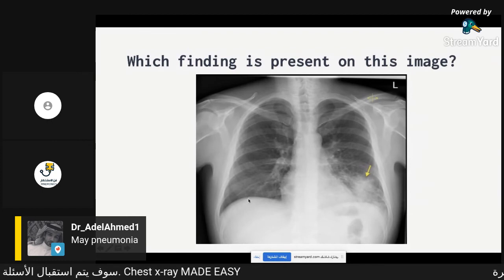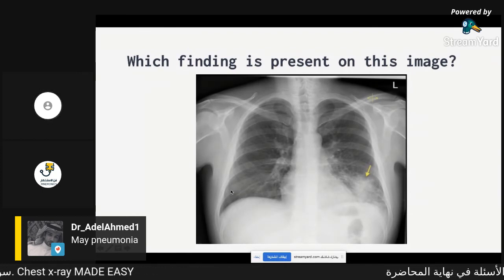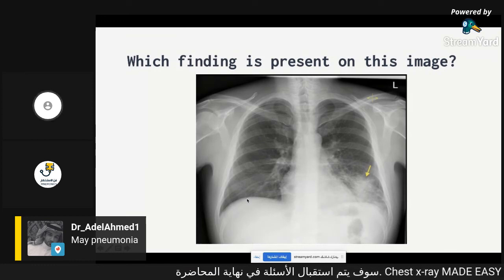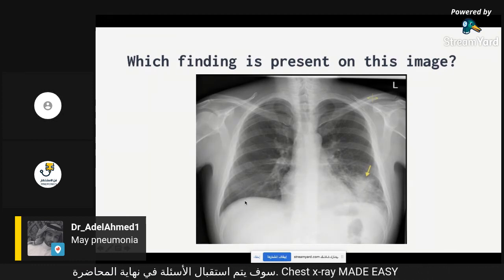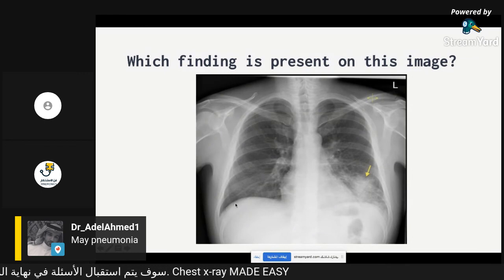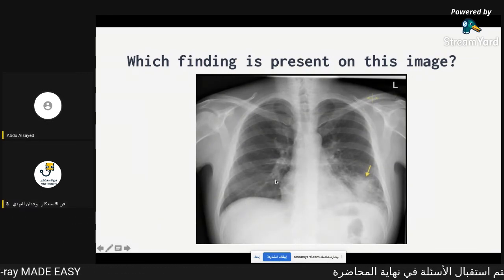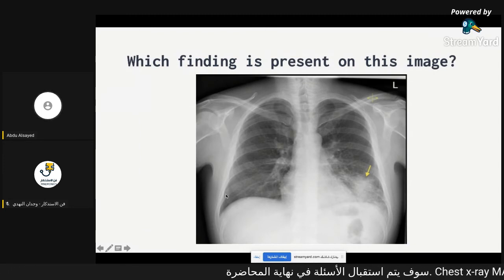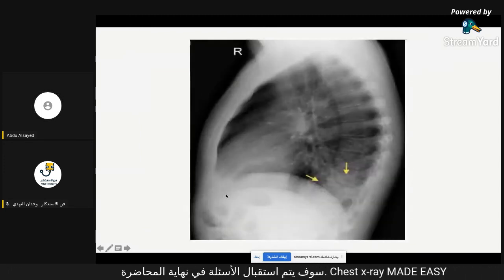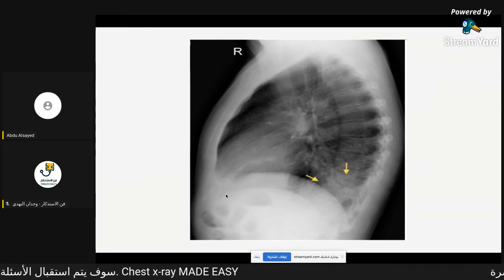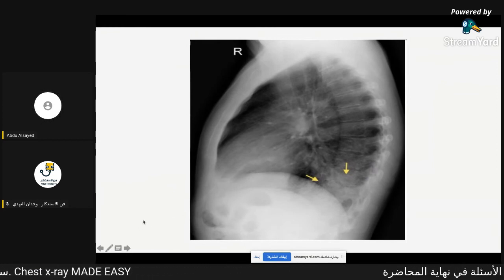This is the lateral view for the same patient, which gives us a good visualization of the retrocardiac area, and would give us a good hint about retrocardiac infiltration. For that, ordering a lateral chest X-ray is so crucial and so important.